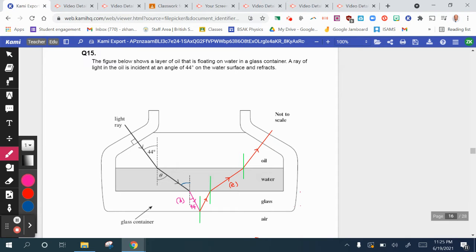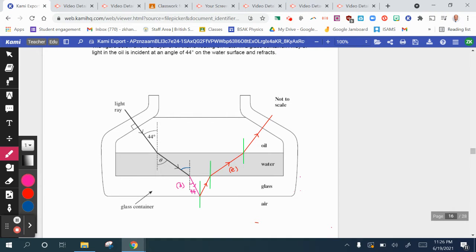Question 15. You've got a layer of oil which is floating on water in a glass container. So you've got oil floating on water, and there is your glass container around the outside. And around the outside there, you've got air. The diagram says it's not to scale, so you're not getting a protractor out trying to measure any of these angles, because the size of the angles is not the same, as the scale is not correct.